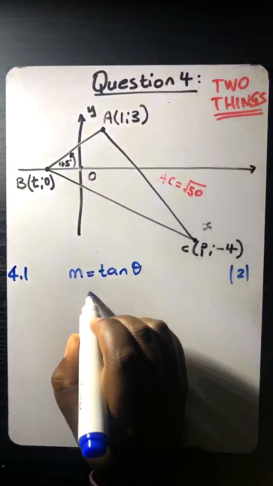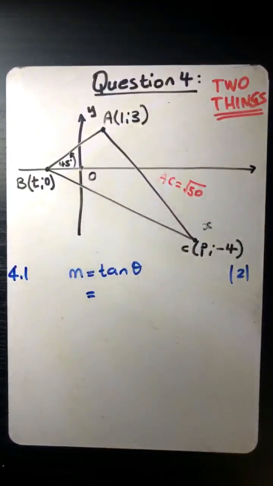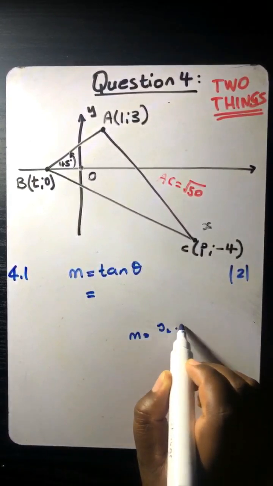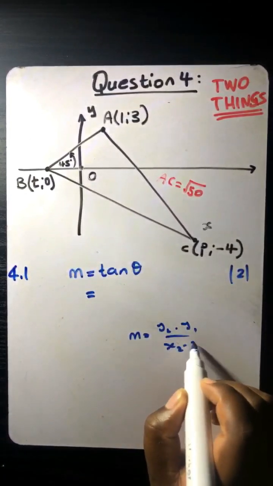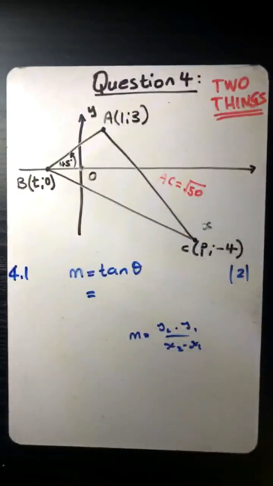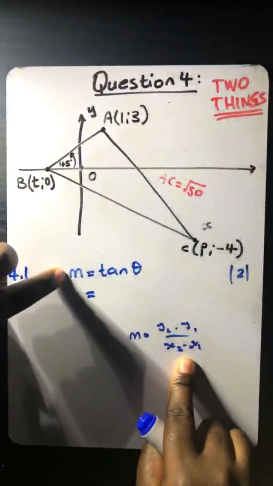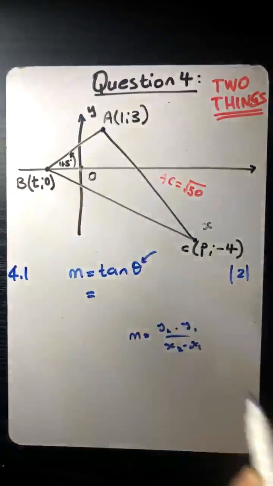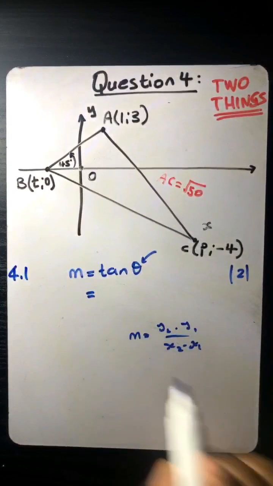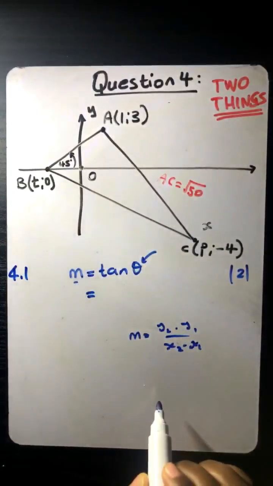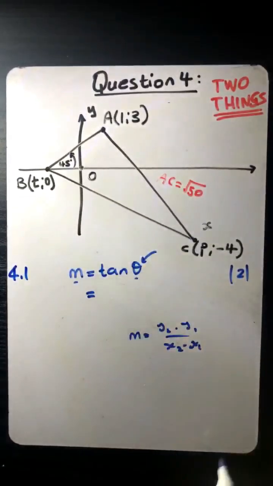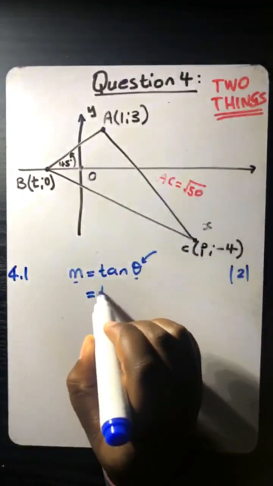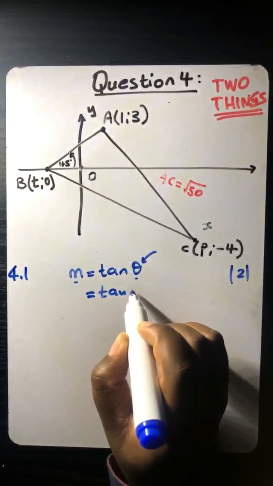So this is where you easily apply this formula, and not that one of m equals y2 minus y1 over x2 minus x1. So it's either you use this formula or that formula. But for this one, it only applies if you are given an angle, or if the examiner wants you to calculate an angle. Just always remember that.